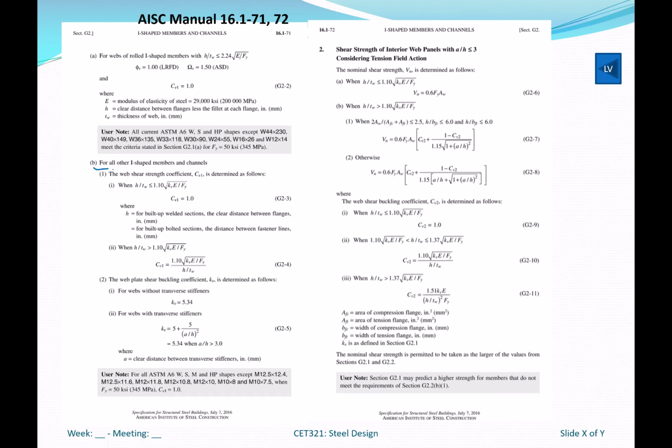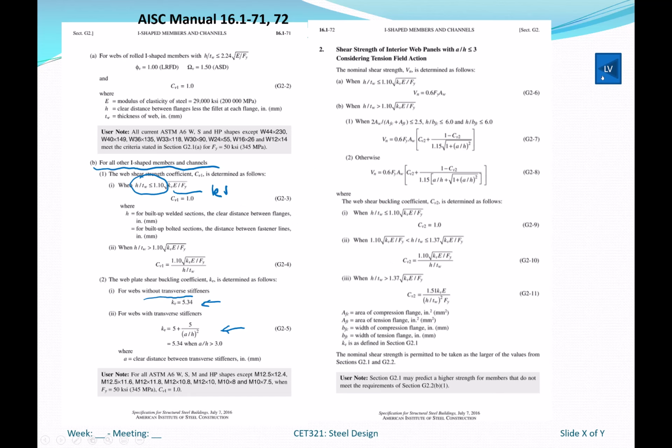Okay, so for all other I shapes and members, built-up plates, right? Again, H over tw, there's a ratio. Now notice there's this C sub V term. In the case of C sub V, if you have no stiffeners, C sub V is 5.34. If we do have web stiffeners, transverse stiffeners, then this C sub V is a function of a, the spacing, and h, the depth, right?